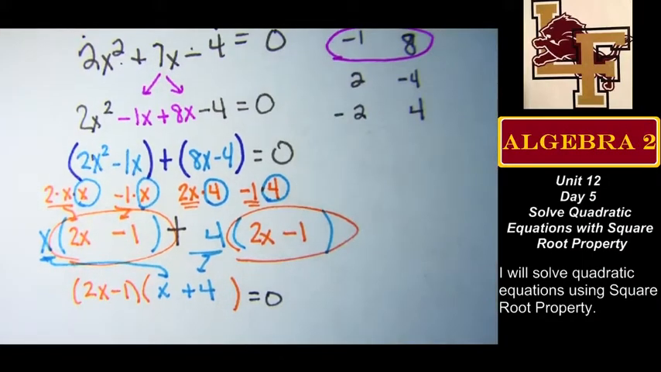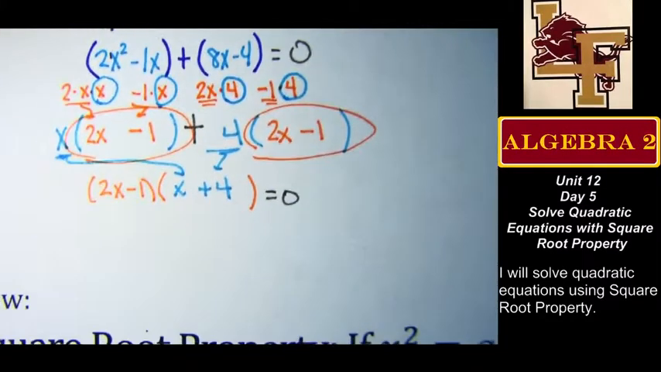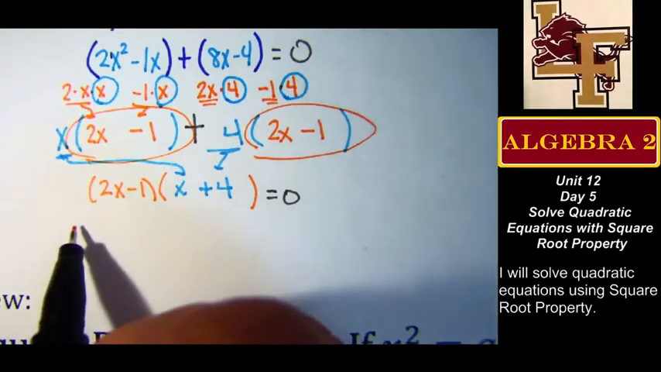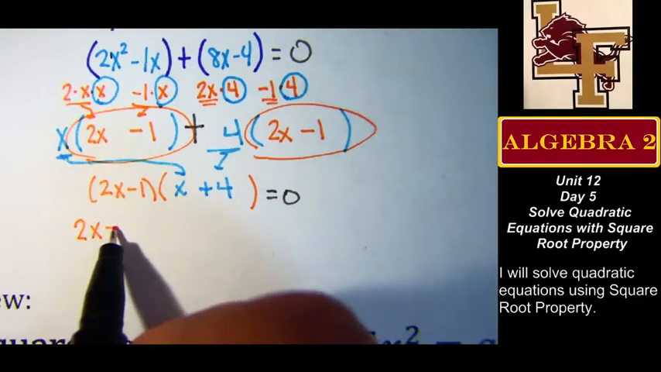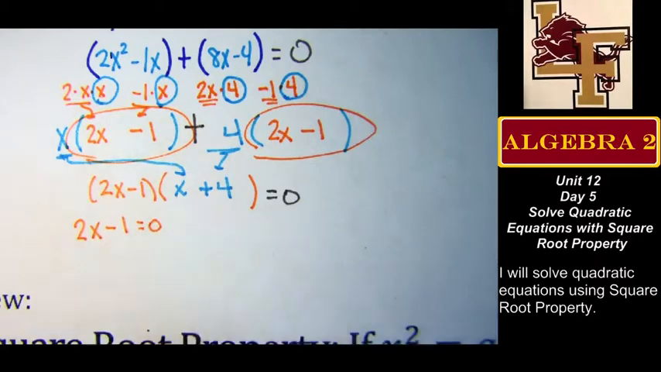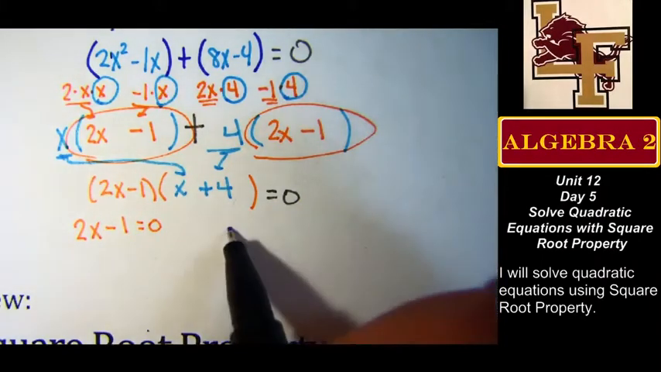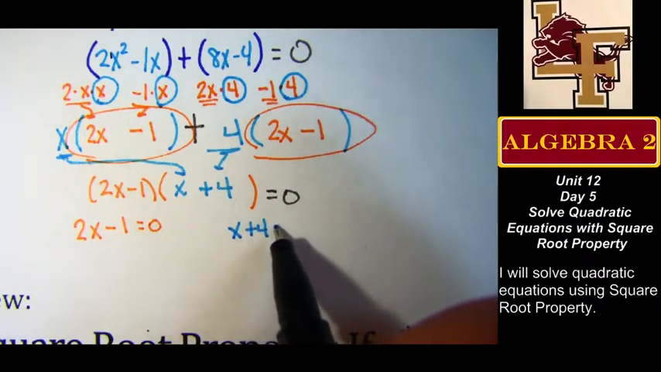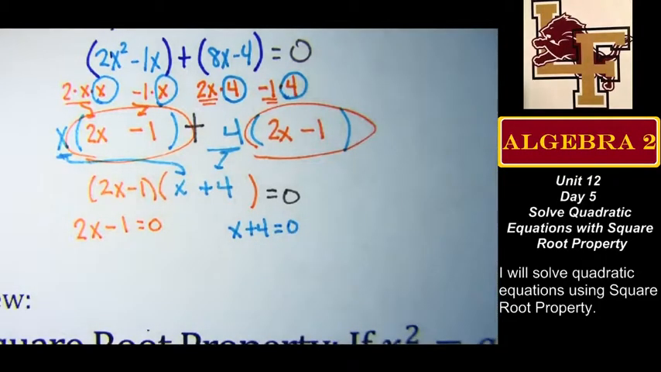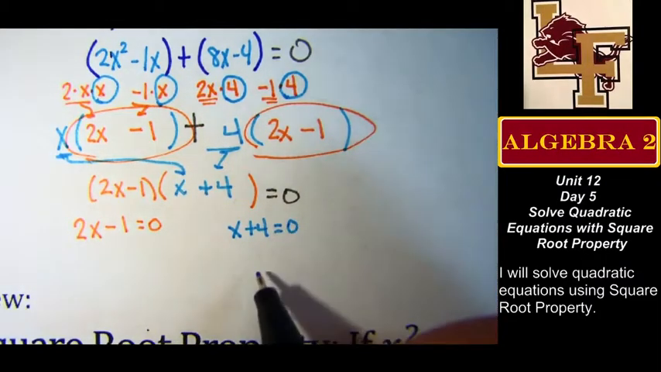Now that it's factored, we have the setup for the zero product property. Two things being multiplied together equals 0. Let me say that each of the things being multiplied are 0. I'm going to solve each of those equations for x.